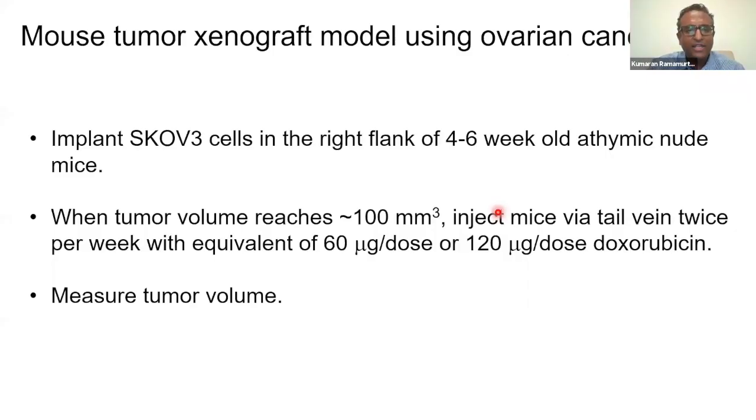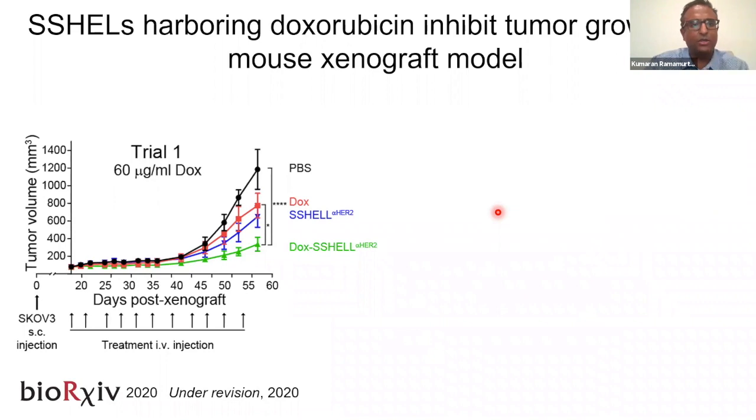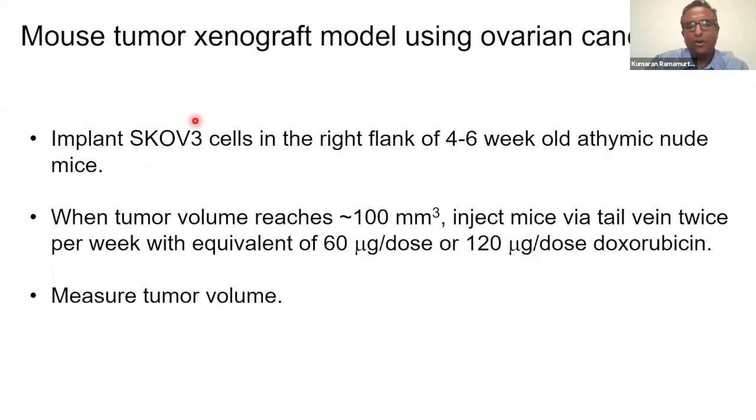So I'll just leave it at this. I'm not going to give you the actual mechanism, but when you now administer in a mouse model for tumorigenesis, we use this ovarian cancer cell line where you can introduce this tumor into mice. When the tumor reaches a certain volume, we go ahead and inject the mice with the free drug or with the drug encapsulated in our artificial spores, and then we measured the tumor volume over time.